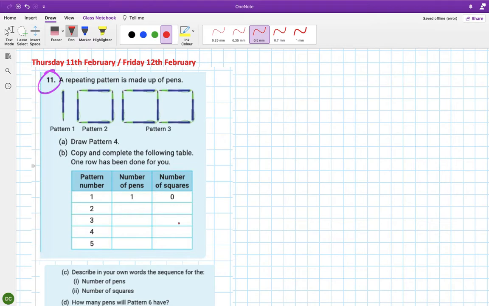Okay, so we have a repeating pattern made of pens. Pattern 1, pattern 2, and pattern 3. Part A is to draw pattern 4.